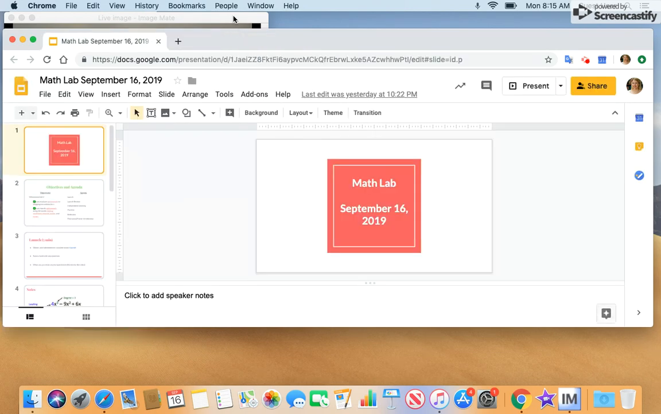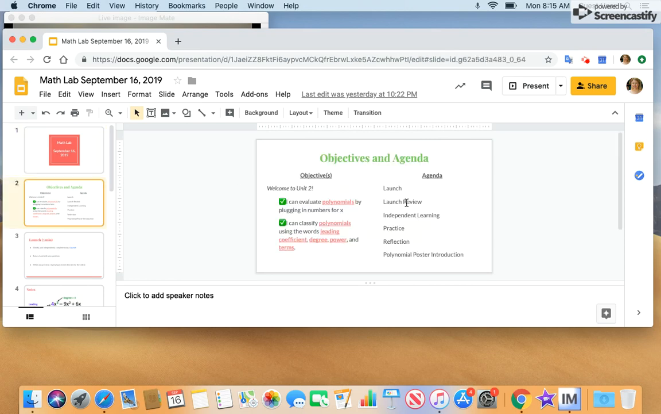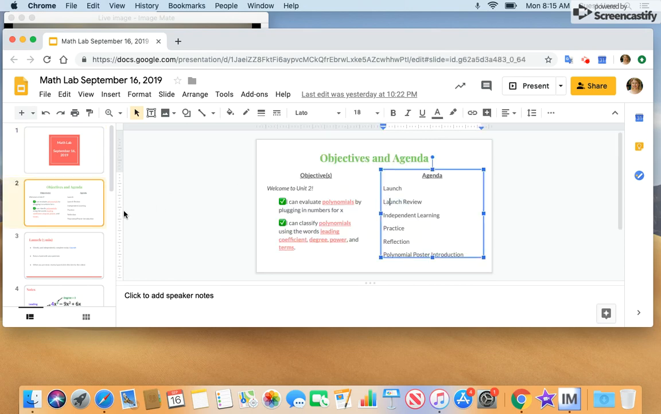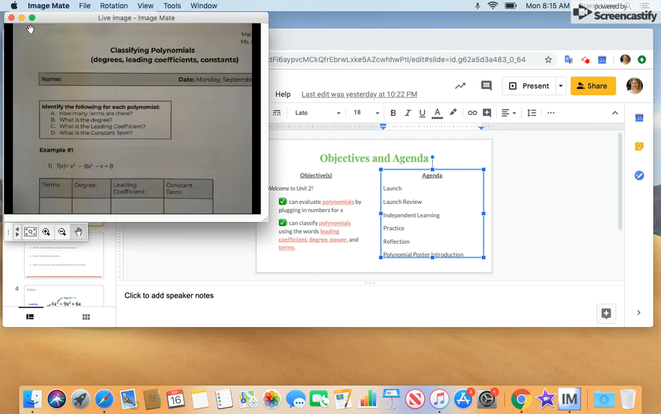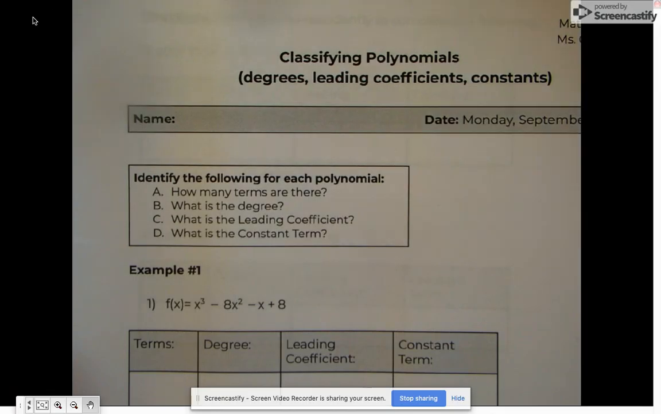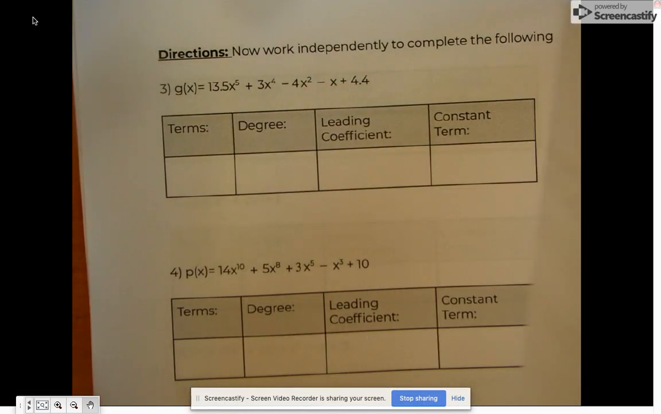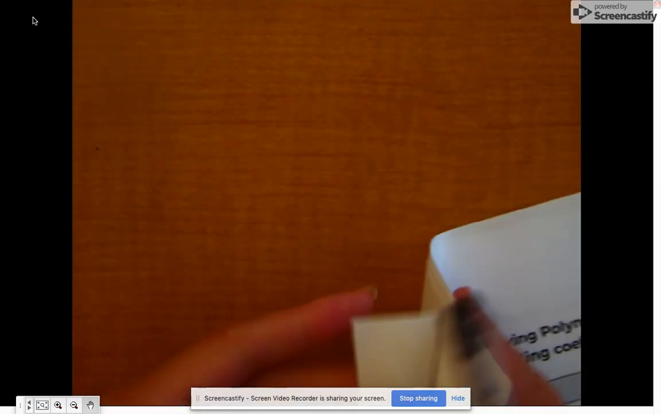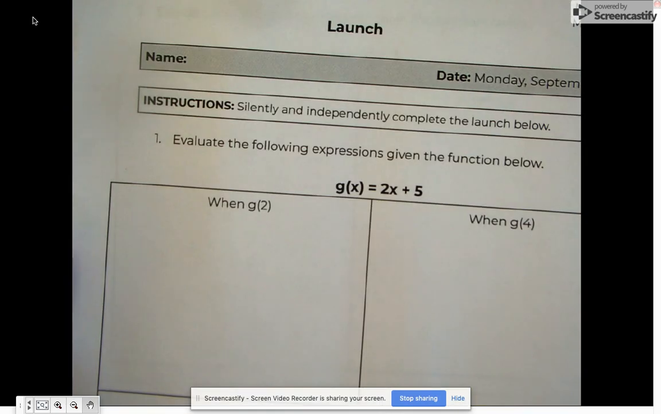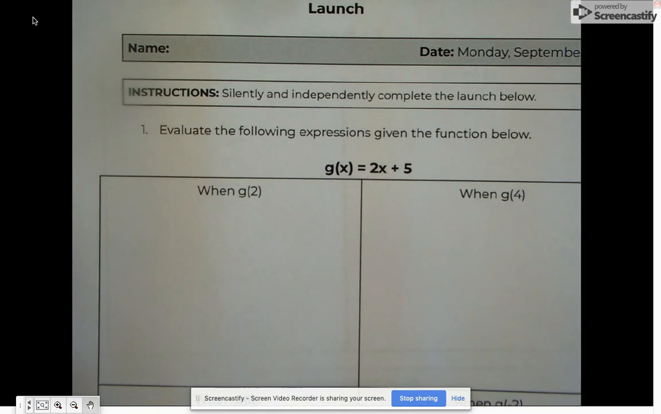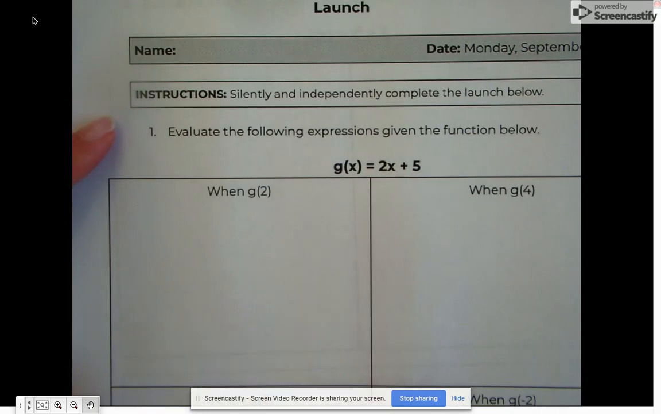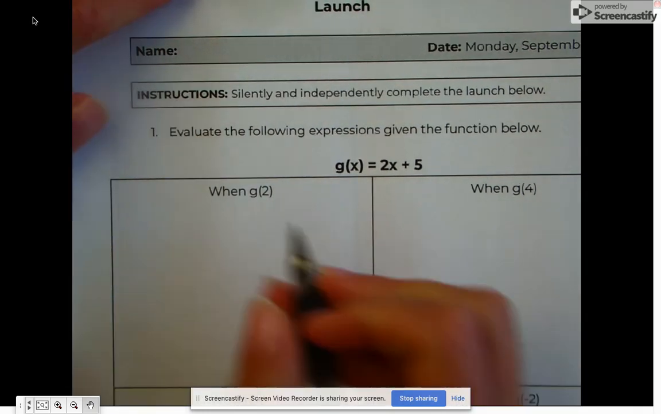Okay, so the first thing we're going to do is review the launch. So we're in the second part of today's agenda. And what I would like you to do is take out the launch. The launch looks like this. And we're going to go ahead and practice evaluating the following functions. So let's do the first one together, and then we'll do the last one.